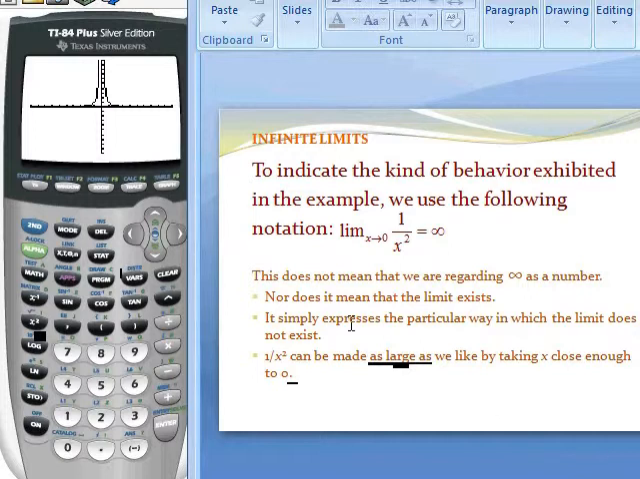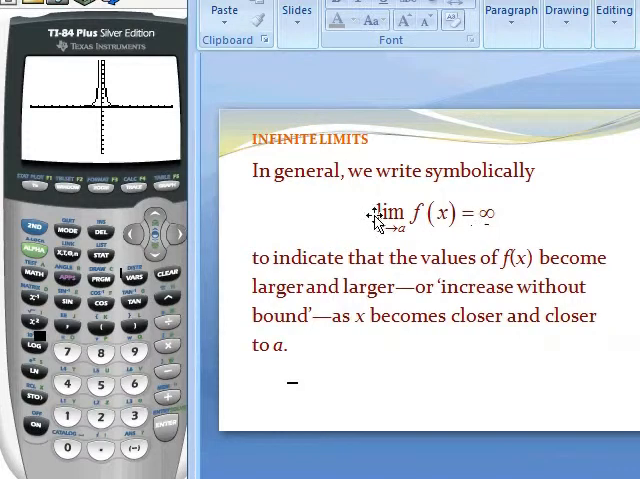All right? So those are called infinite limits, and we write it like that. If you're approaching a, the limit of f of x equals infinity means that the values of f of x become larger and larger, or increase without bound, as x becomes closer and closer to a. In this case, a is 0.